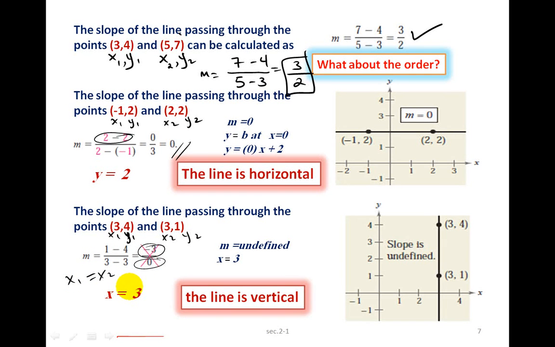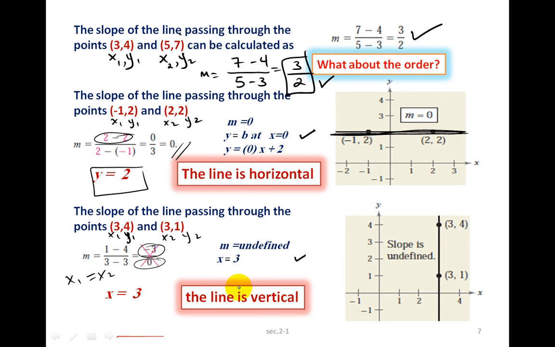Okay, now let's talk about the graphs corresponding to these slopes. Here you have a positive slope, and here you have a zero slope, and here you have an undefined slope. When you have a positive slope, you'll have a normal graph that we will talk about later. But if the slope is zero, you'll have a horizontal line like this. It will be a horizontal line on which point? On the point which is 2, because here you have 2 and 2 here.